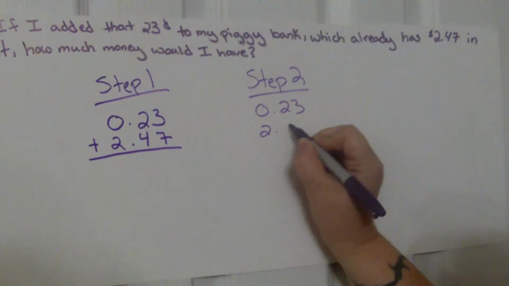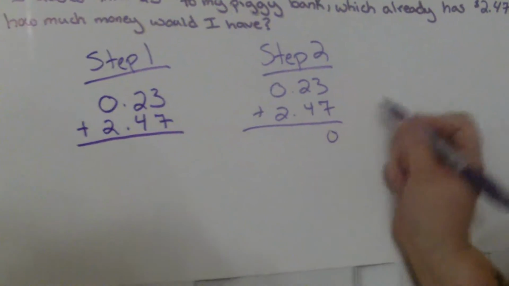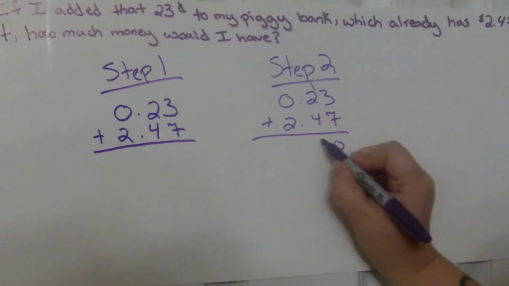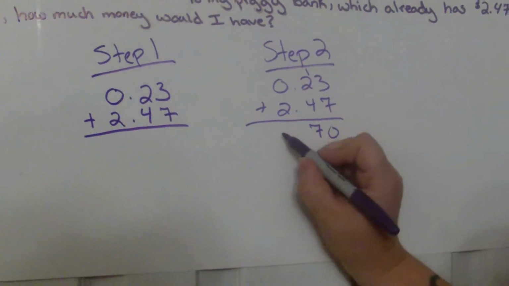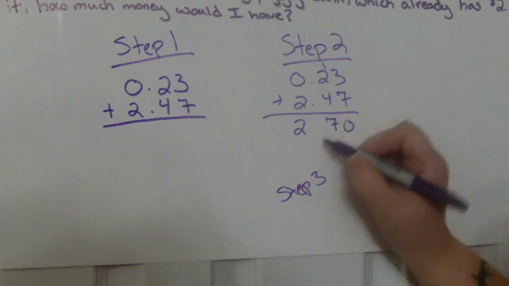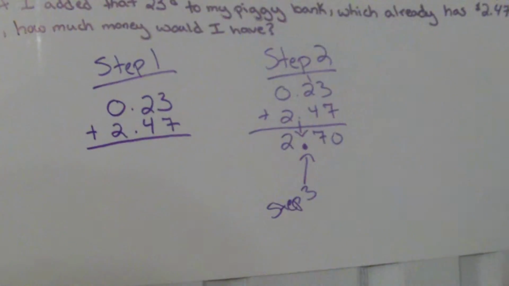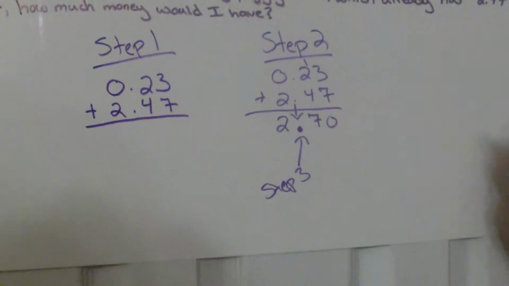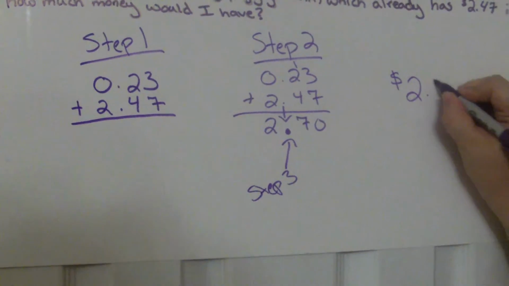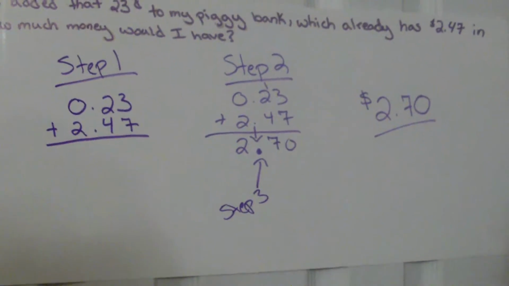Step 2 is to add. So we're going to add these 2 numbers together. So 7 and 3 is 10, and we'll carry our 1. 4 and 2 is 6, plus 1 is 7, and then 2 plus 0 is 2. Step 3 is to bring down our decimal point. Remember, to write the actual answer, you have to write it with the dollar sign. Otherwise, it will not be right, and you will lose points on the test.